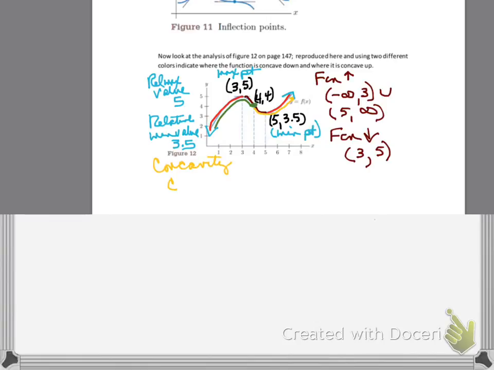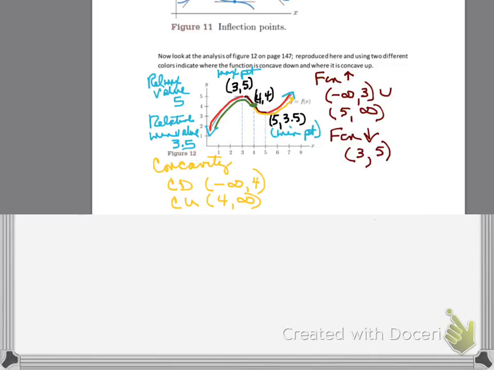So when I want to talk about the concavity, my function is concave down from negative infinity all the way to 4, non-inclusive, because at 4 the concavity changes. And then it's concave up from 4, not included, all the way to infinity. So if I have two types of concavity, one section concave down and one section concave up, I will have one inflection point. If I have no change in concavity, I have 0 inflection points.